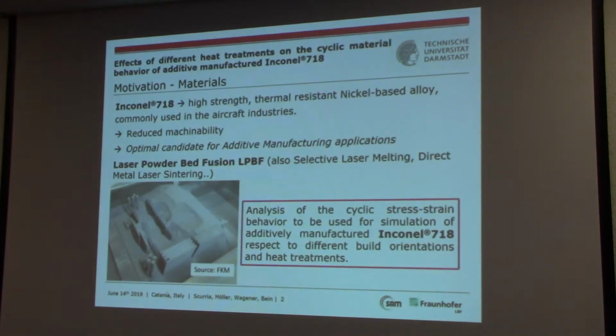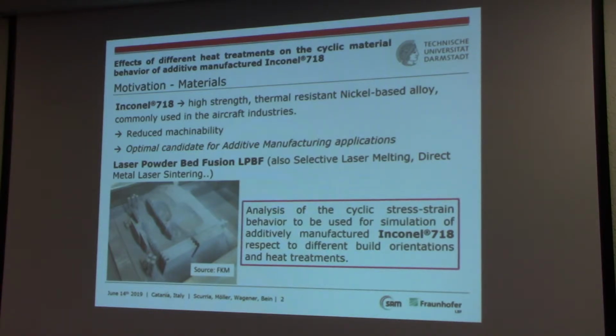Why Inconel? Inconel is a high-strength thermal resistant nickel-based alloy and is widely used in the aircraft industry. The problem with this material is its reduced and therefore very expensive machinability. Therefore, this makes it an optimal candidate for additive manufacturing applications, so that we can produce net-shaped parts.